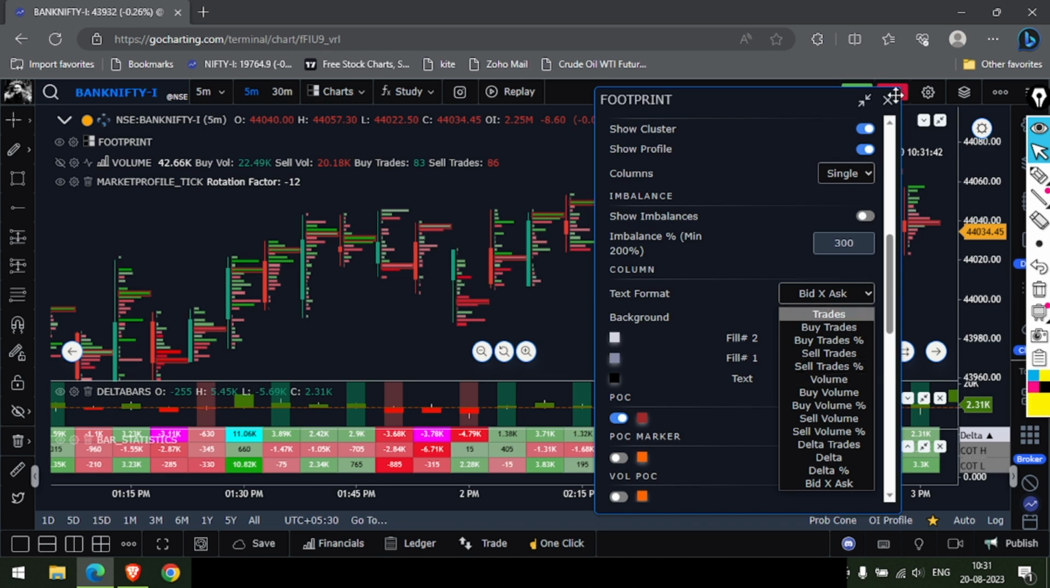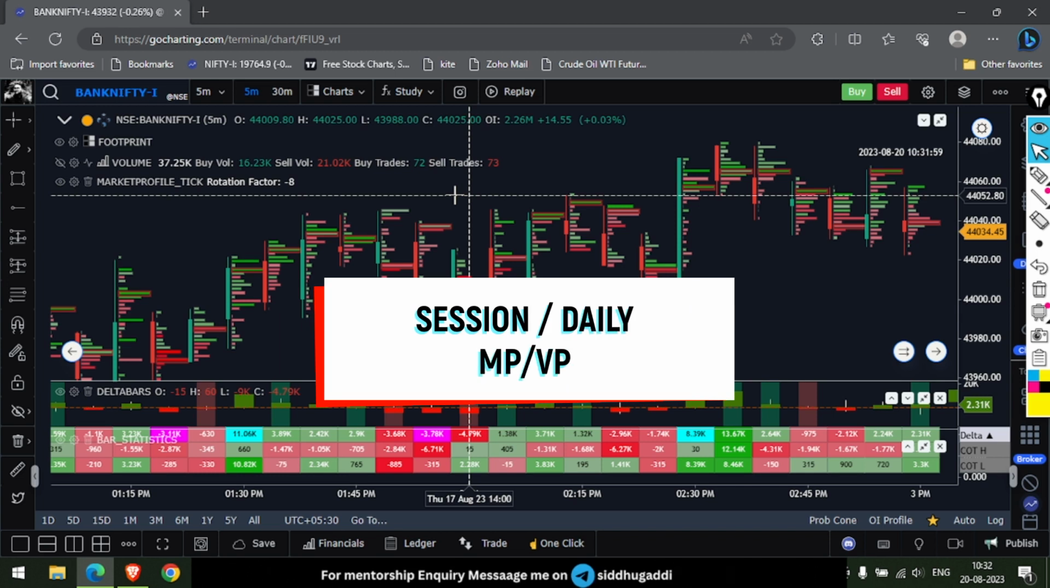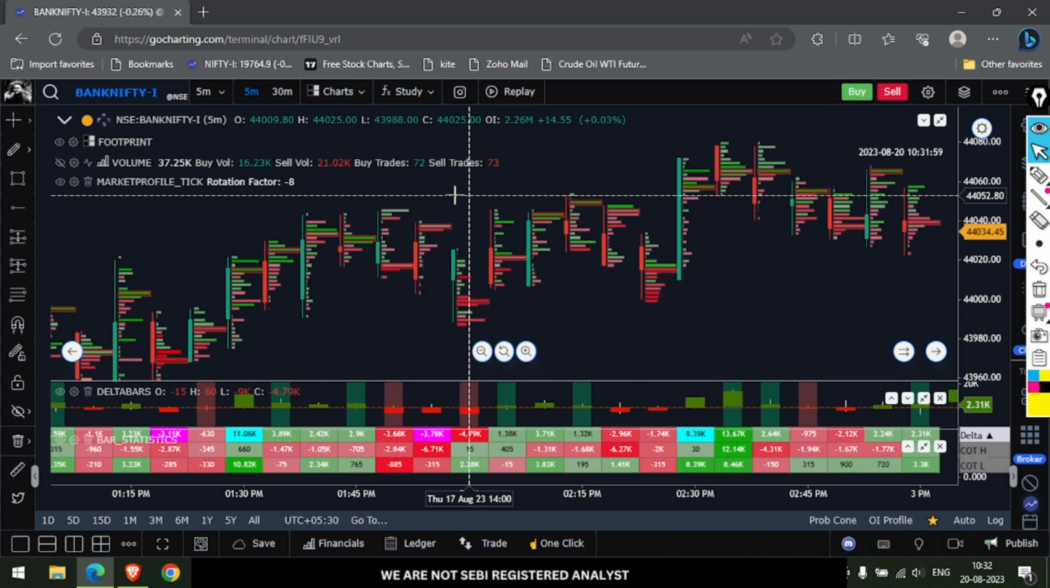After that, the second pro of GoCharting is the session and daily market profile and volume profile. So what are the session and daily market profile and volume profile?